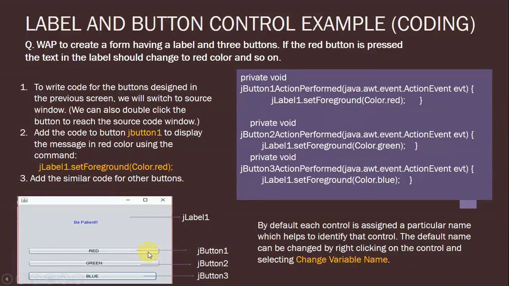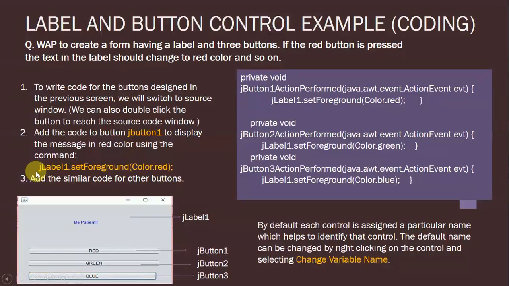by right clicking on the control and selecting Change Variable Name. So if you right click on this button, you will get this Change Variable Name option. You can select this and give your own name. Now we have to add the code to button JButton1. I want this message to be displayed in red color.